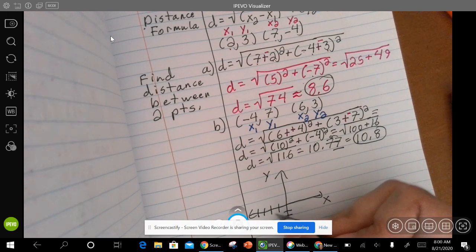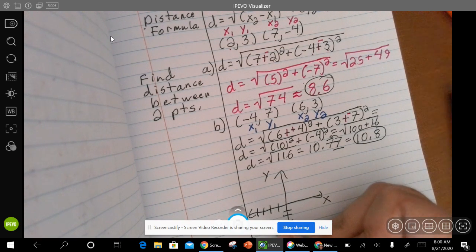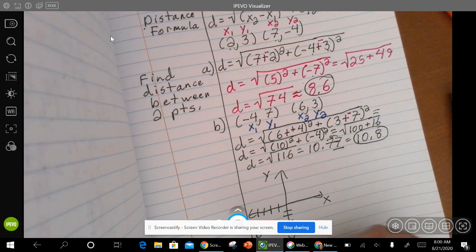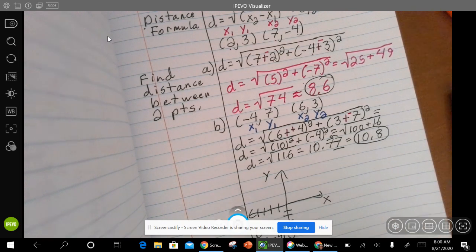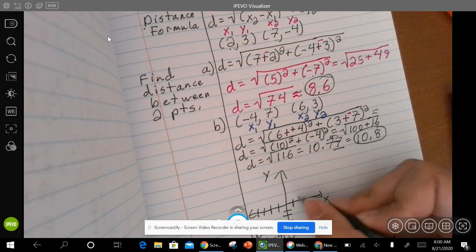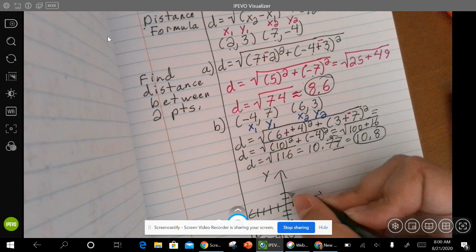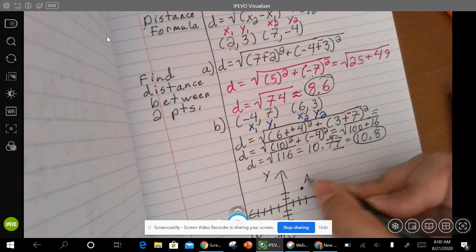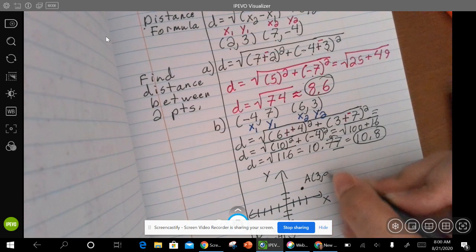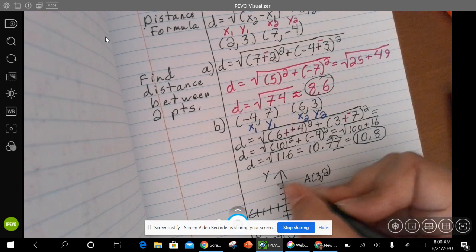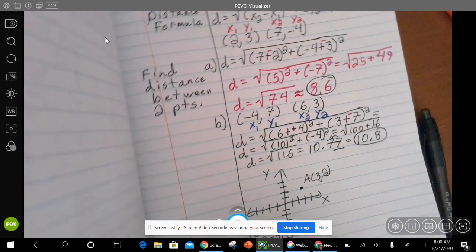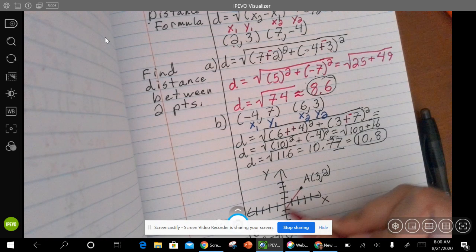Okay, so -2, 4. And so that's our first coordinate, everybody. So -2, -4, and then we also have 1, 2. So we have right here A, that 3, 2. Okay, and what we're trying to find, everybody, is the distance between these.